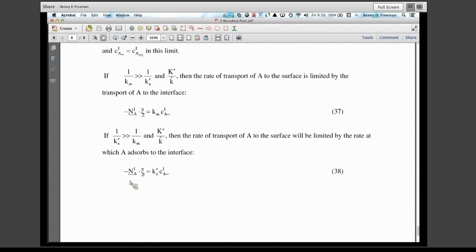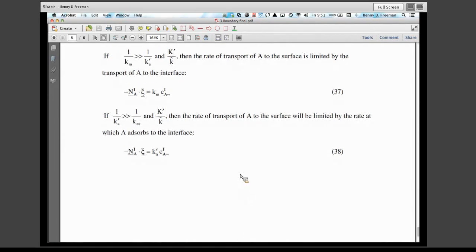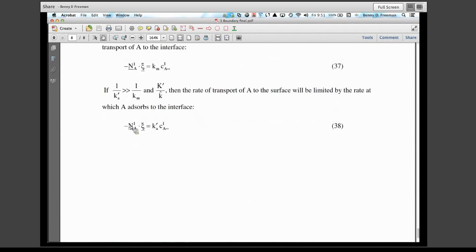So you can only move material to the surface as fast as you can adsorb it onto the surface, because the convective transport and the chemical reaction are very fast in this case relative to the rate of adsorption. So that's all we have to say about this section of notes. This gives us a rather complete package of boundary conditions to work with.